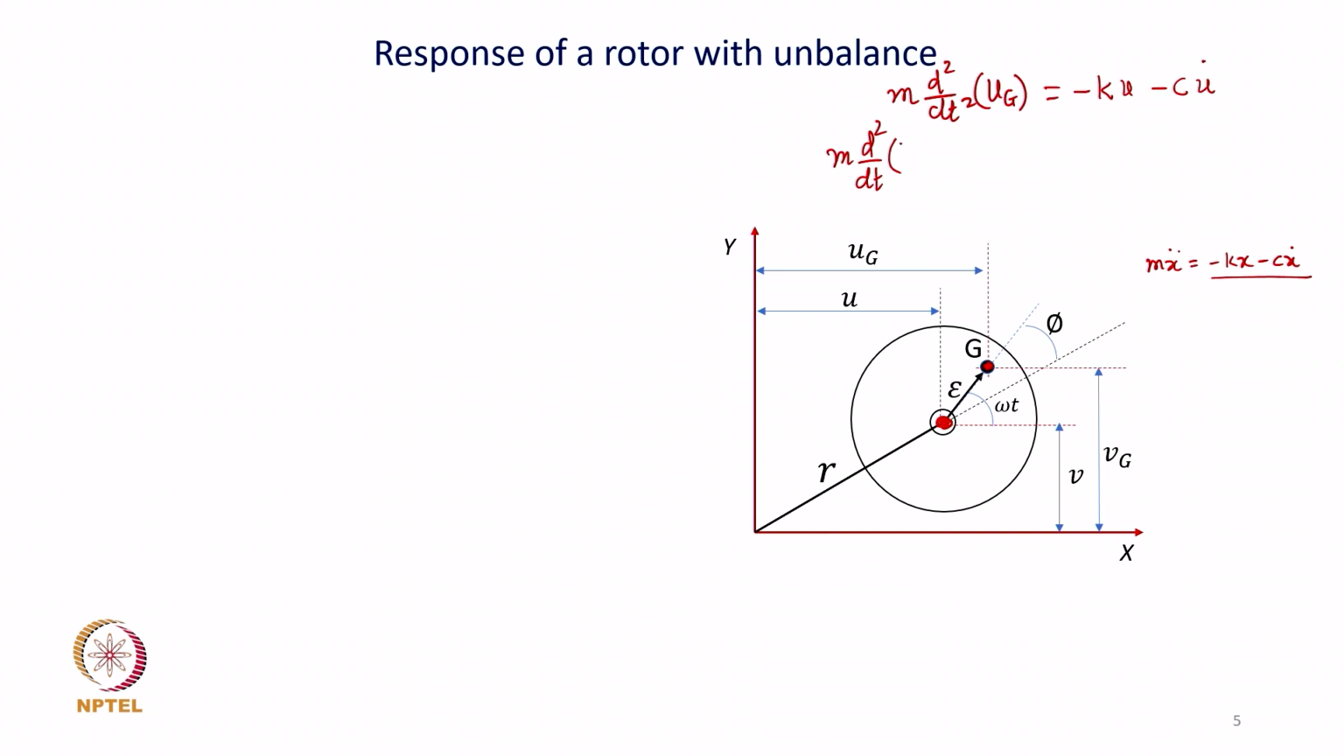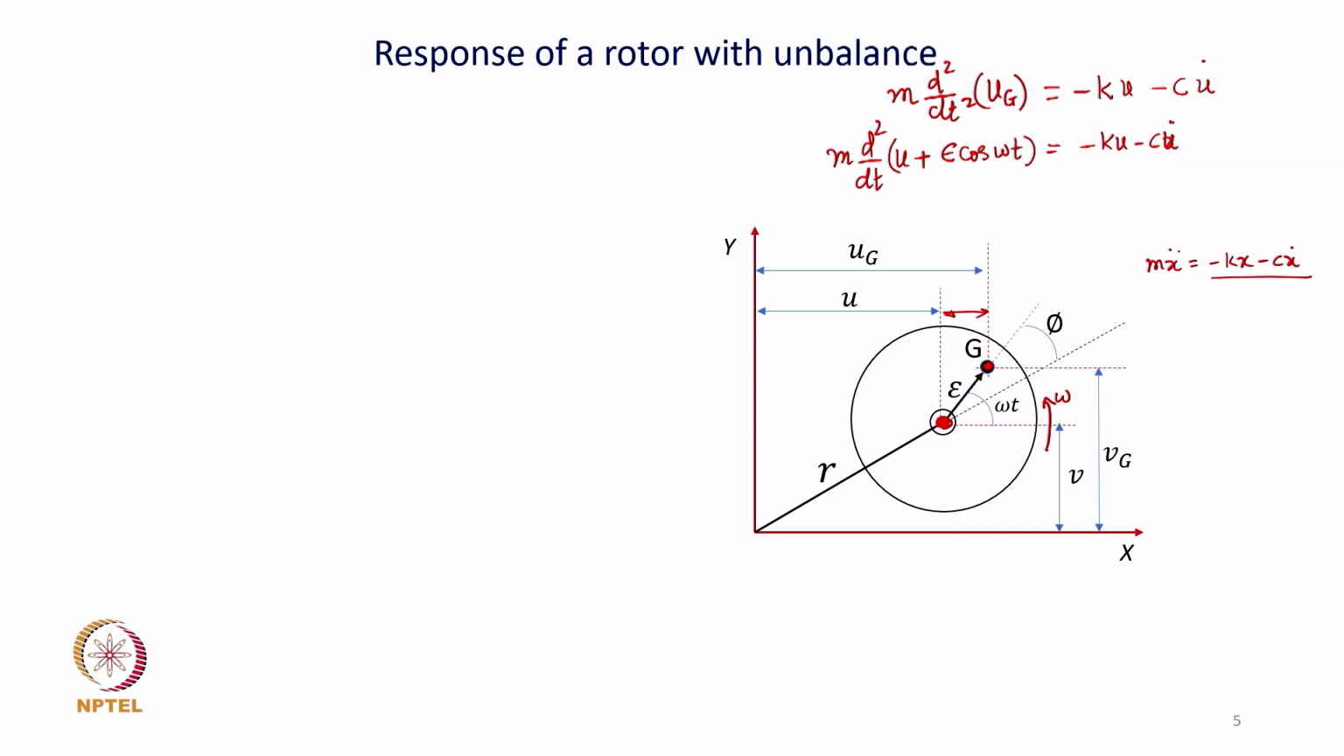ug is what? u plus this value. Well, how much is that? The shaft has moved by an angle of omega t in time t, right. This is spinning with a rotational speed of omega, right. So, u plus what? Epsilon cos omega t, isn't it? Minus k into u minus c into u dot.